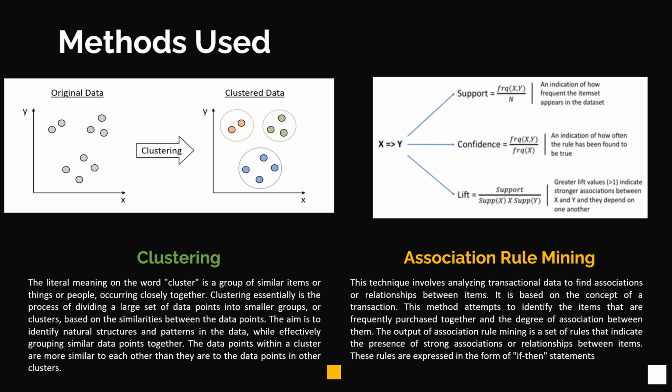Next, we have ARM, which is association rule mining. The method attempts to identify the items that are frequently purchased together and the degree of association between them based on various metrics like support, confidence, lift.